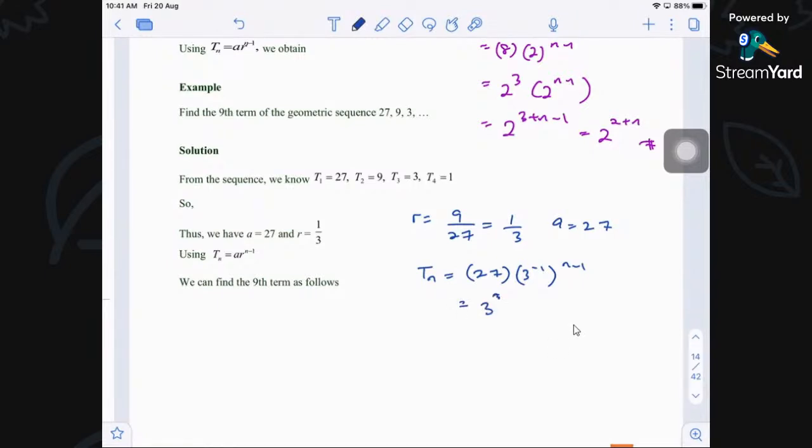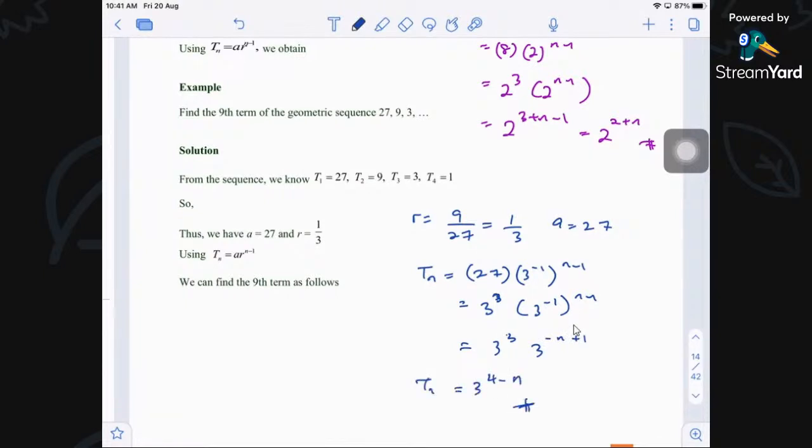This is 3 power of 3. So 3 power of negative 1 and minus 1. But why did I write 3 power of negative 1? Why not write 1 over 3 only? Because 3 is the denominator. Yes, that's right. Very good. 3 power of 3, then 3 power of negative n plus 1. So I get here 3 power of 4 minus n.